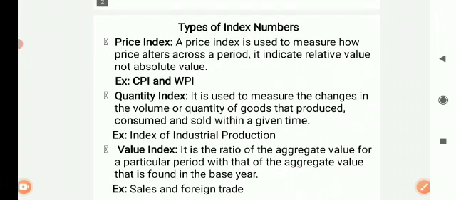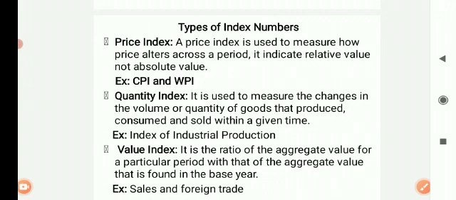Now look at the types of index numbers. There are various types of index numbers. In that, the first one is the price index. A price index is used to measure how prices alter across a period. It indicates relative value, not absolute value. So in the price index, we are able to understand how prices change over a period of time. That we are able to understand with the help of the price index.